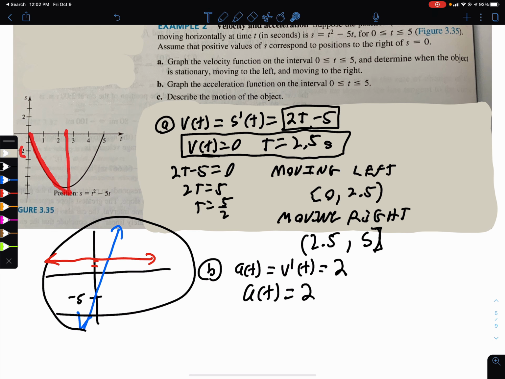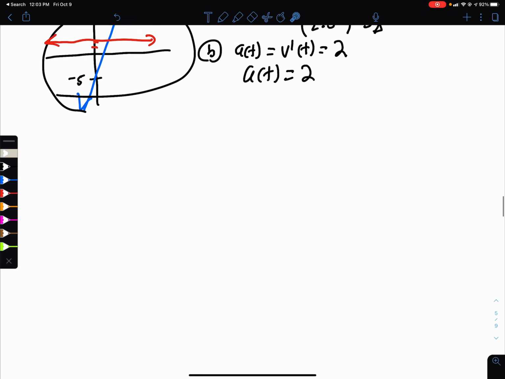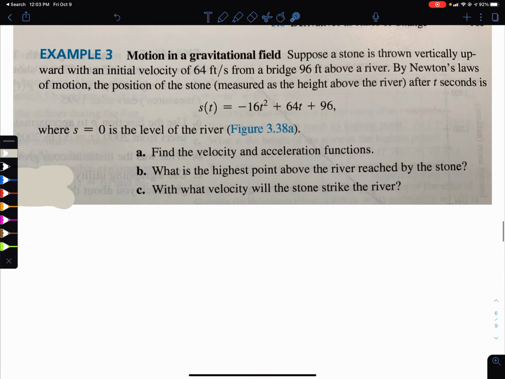Looks like 2.5 seconds, sorry. And then for the next 2.5 seconds, it's moving to the right. So it moved away from the starting position for 2.5 seconds. It turned around and moved back. And after 5 seconds, it was at the starting position of 0. So that's what I'm going to say. That's the story I'm using, and I'm sticking with it.